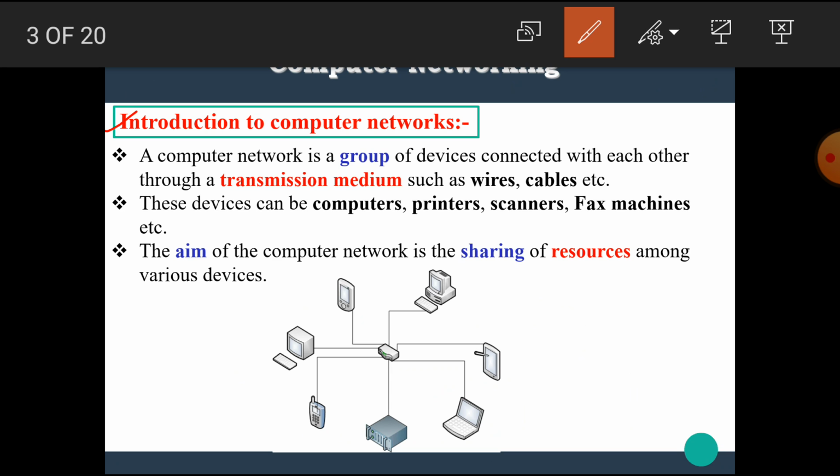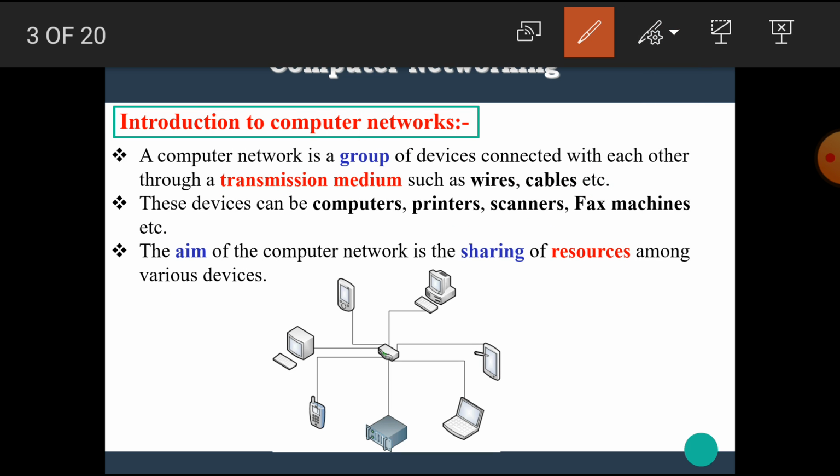A computer network is a group of devices connected with each other through a transmission medium such as wires, cables, etc. These devices can be computers, printers, scanners, fax machines, etc. The aim of the computer network is the sharing of the resources among the various devices.